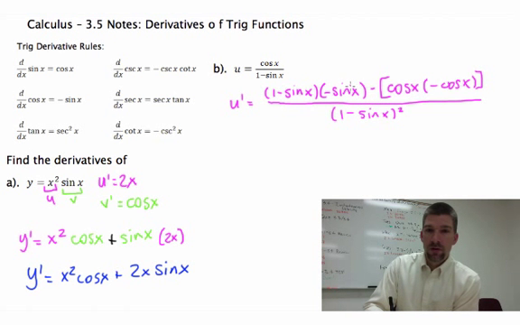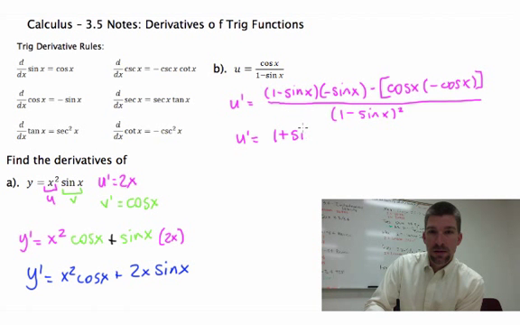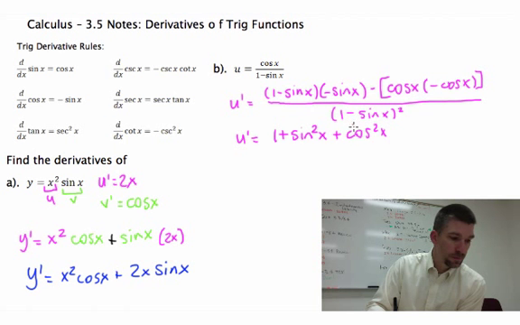Okay, so this looks really crazy. What do we got? Well, on top I have 1 plus sine squared x plus cosine squared x. Actually, that shouldn't be a 1, that should be a minus sine x. Let me just give myself room here.